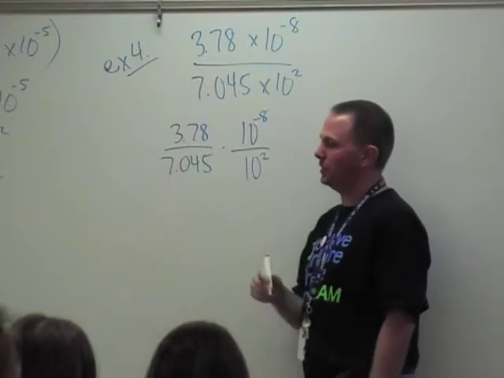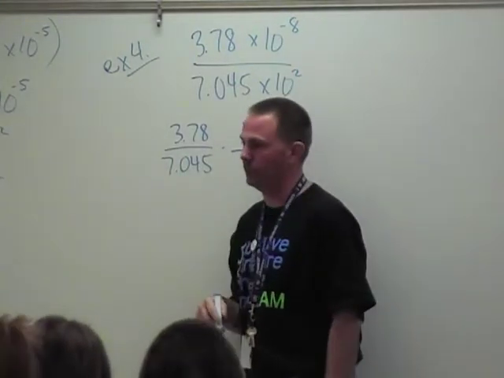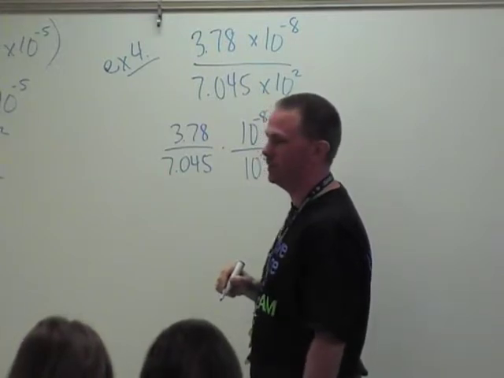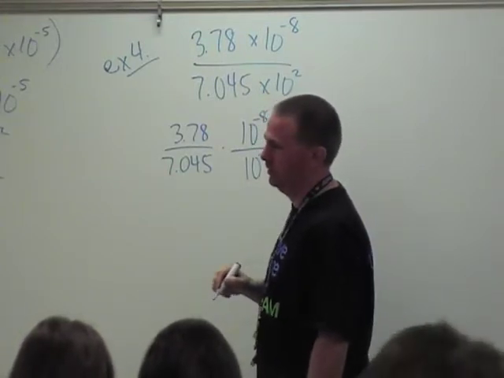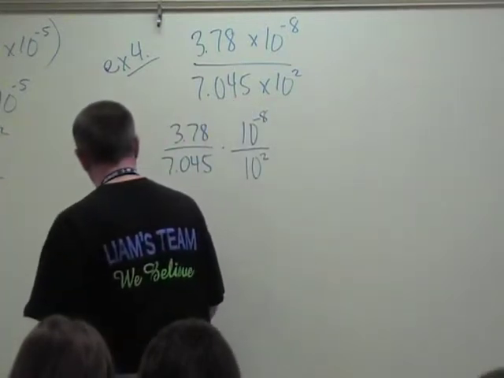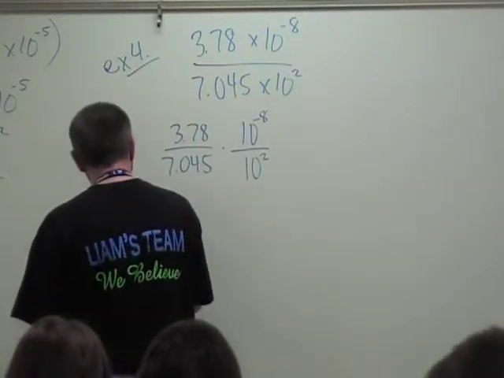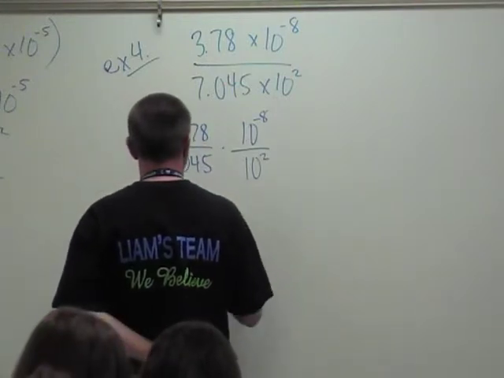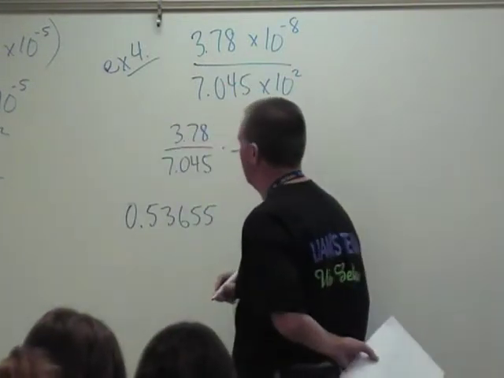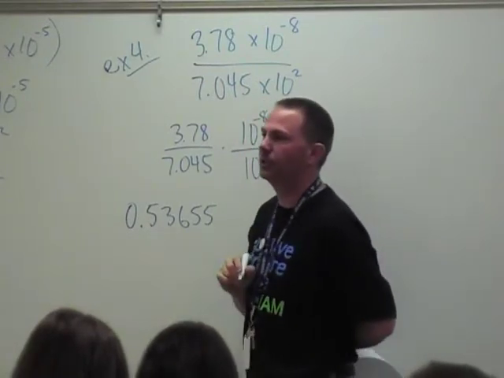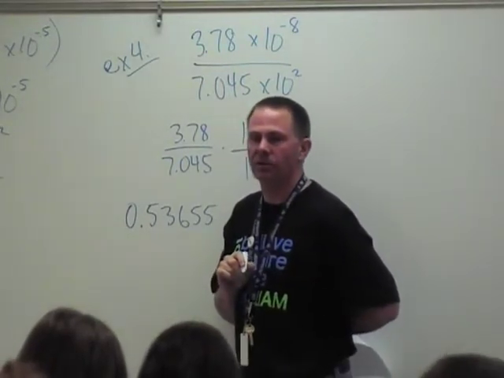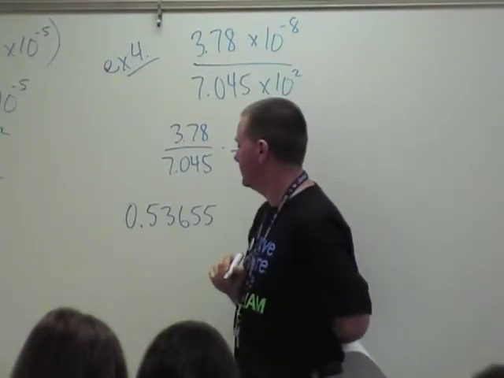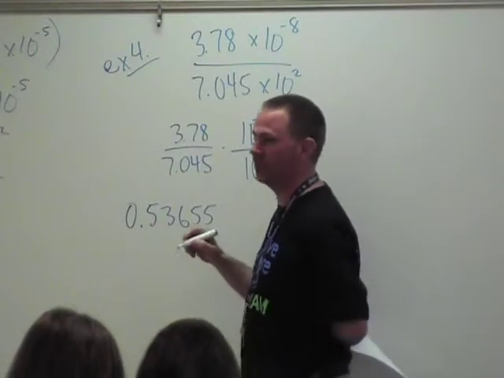So, Sophie, what is 3.78 divided by 7.045 on your calculator? Now you have a reason to use your calculator. It's really long. 0.53655074. Good enough. When it fills up your calculator screen like this, just take it out 4 decimal places. That'll be all right. You took it out 5. Yes, because I thought she was going to stop, but she kept going.